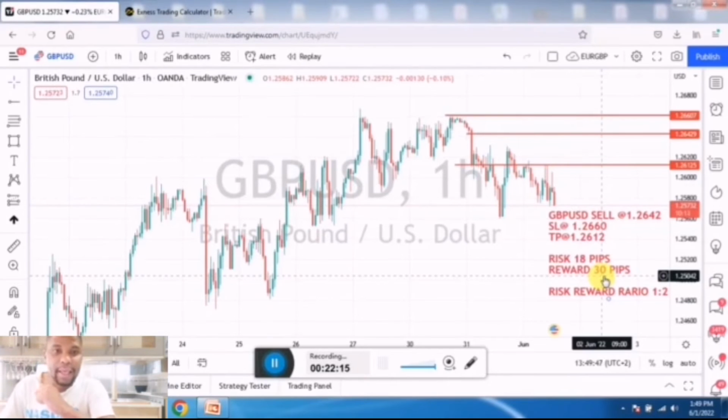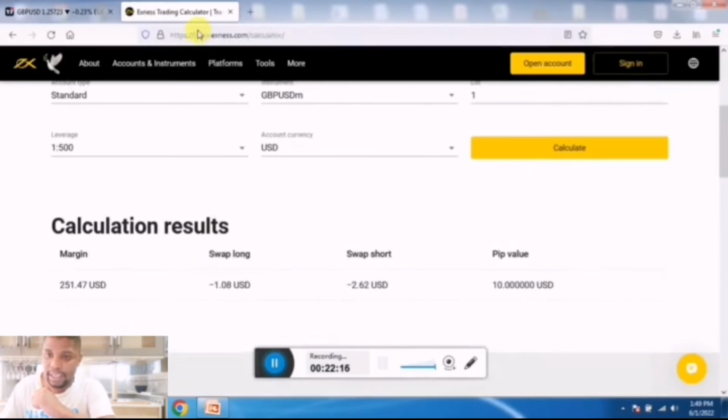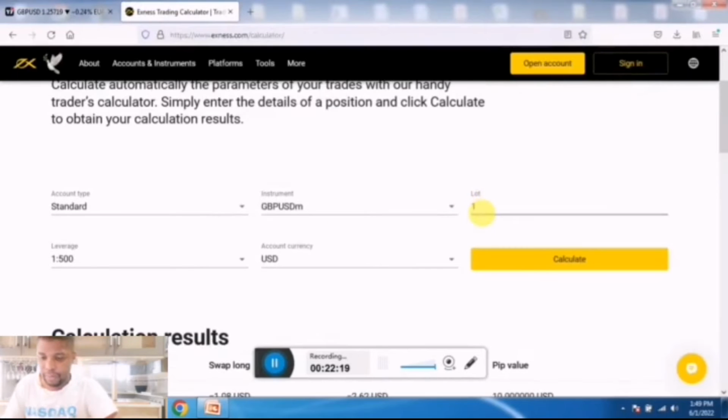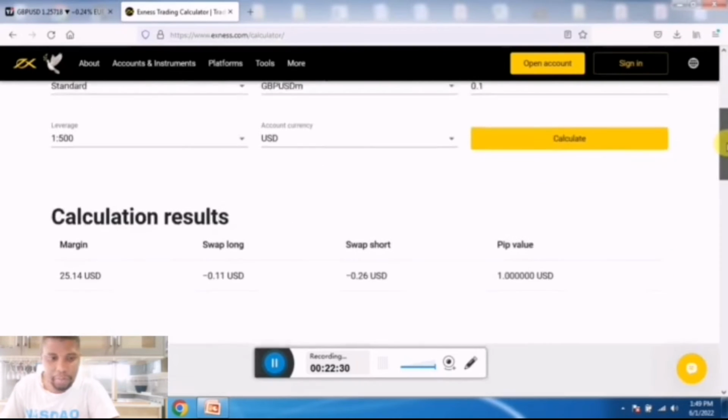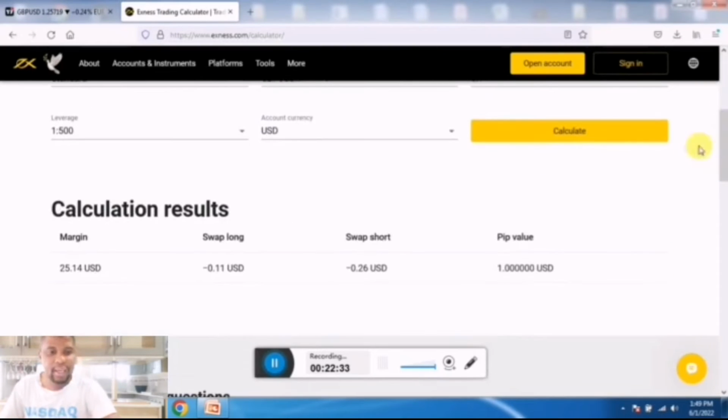But if you change the lots and make it a smaller lot, you know what's going to happen, the pip value changes. The margin now is only $25.